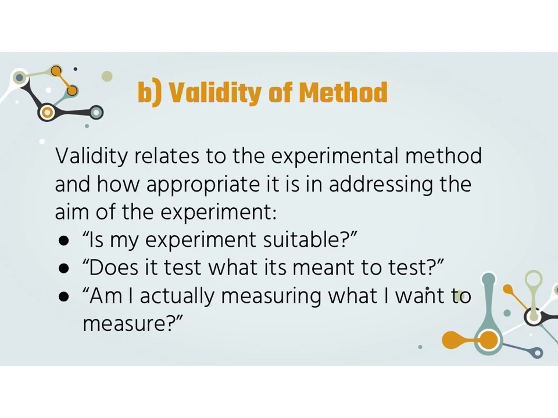Previously we were explaining the first type of errors, related to the reliability of method. Now we're going to explain the second type of errors, related to the validity of method. Validity relates to the experimental method and how appropriate it is in addressing the aim of the experiment. While you are doing a given experiment, you have to think, is my experiment suitable? Does it test what it's meant to test? Am I actually measuring what I want to measure?